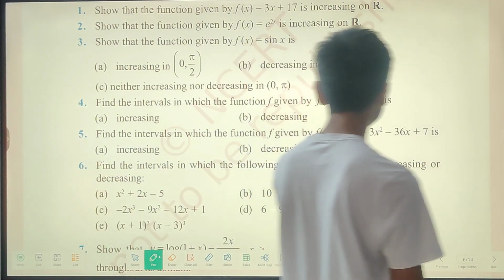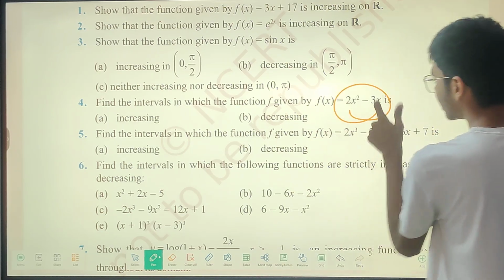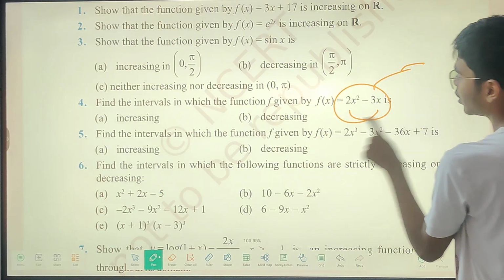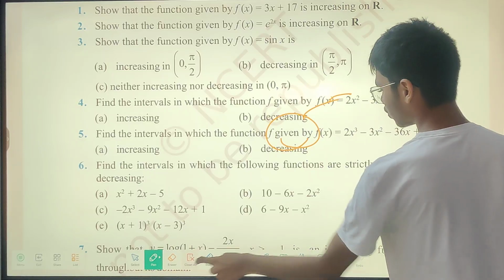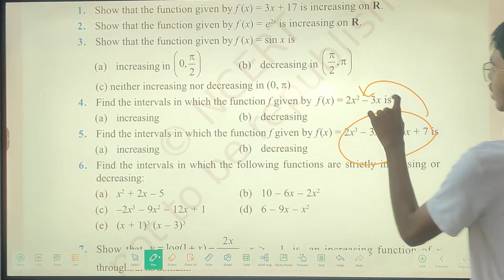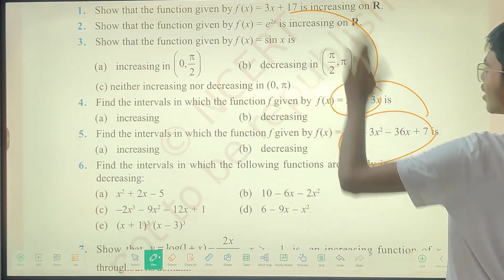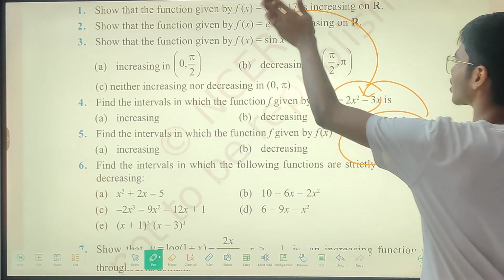Next, the same thing only we'll have to do. As I said, when you differentiate a quadratic equation, you get a linear equation. When you differentiate a cubic equation, you get a quadratic equation. I'm just saying that.